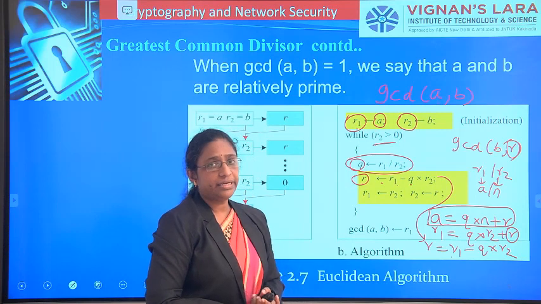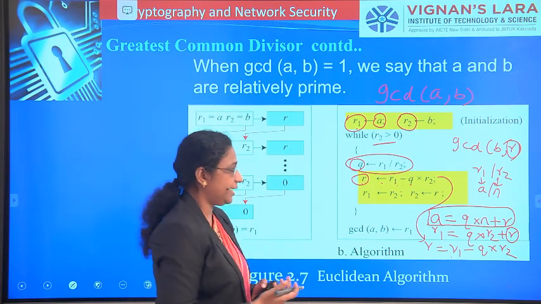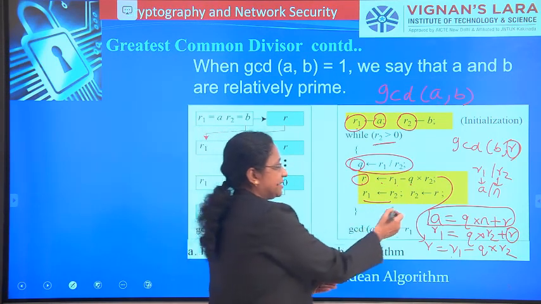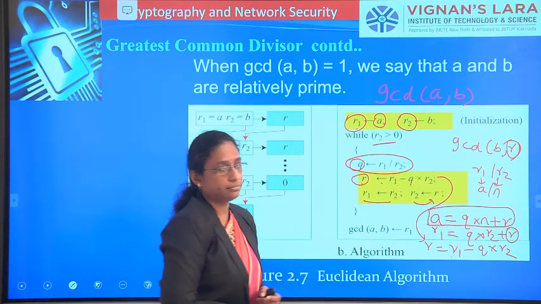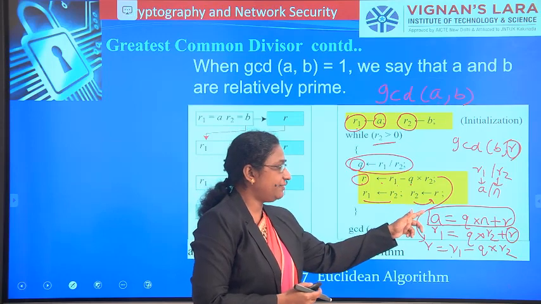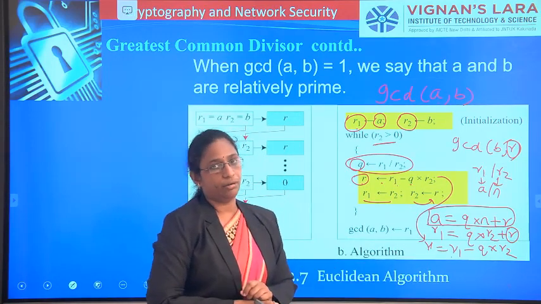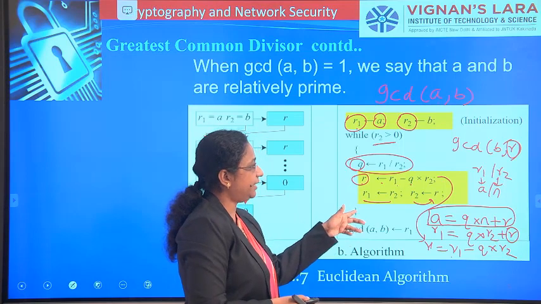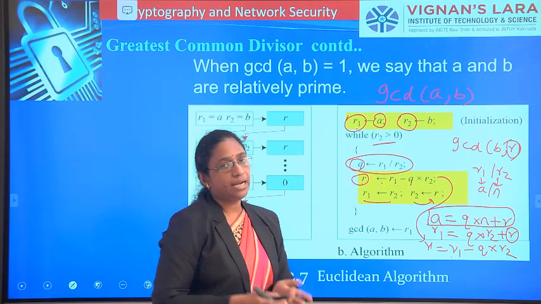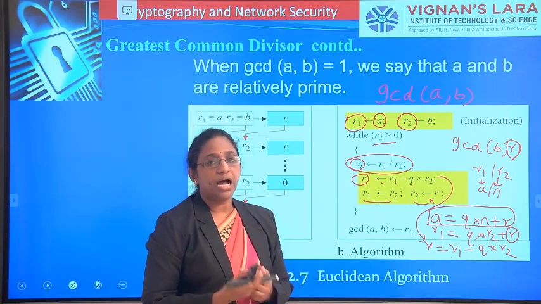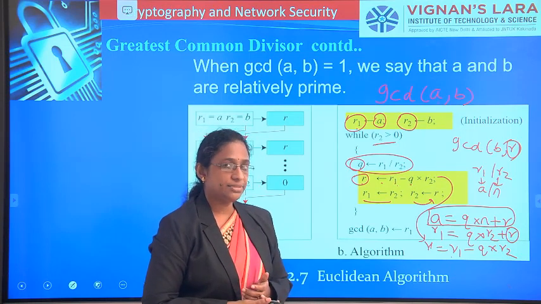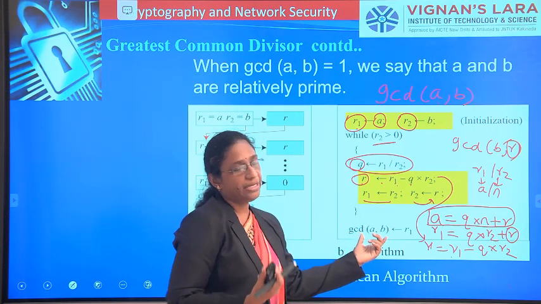After calculating the remainder, we have to assign the values. R1 is assigned the R2 value, and R2 is assigned the new R value that you have calculated. After that, again you will check the R2 value. This process continues until R2 is equal to 0. When R2 becomes 0 or some negative value, you will come out of the loop.